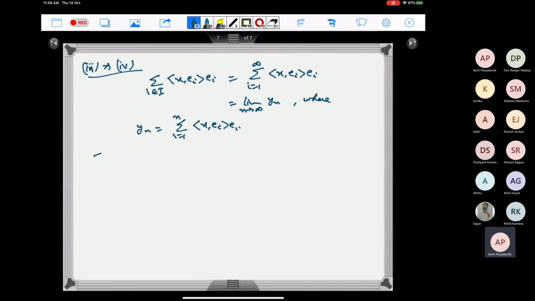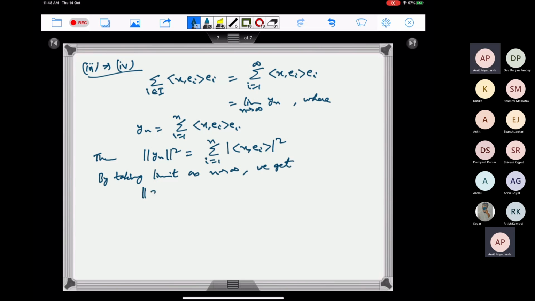So then we know that norm of y_n square is nothing but summation mod x dot e_i square, i equal to 1 to n. Then by taking the limit as n approaches infinity, we get norm of x square, because y_n converges to x.